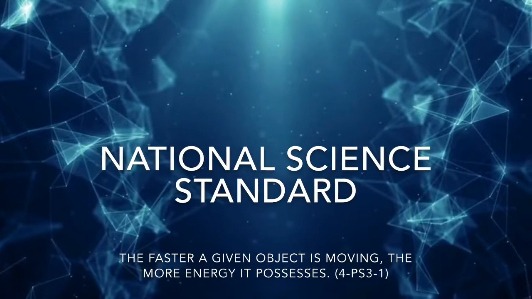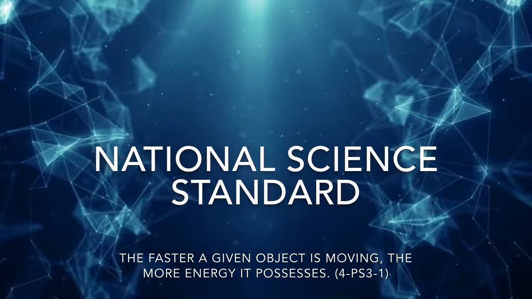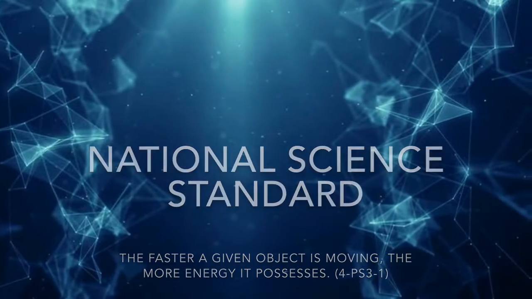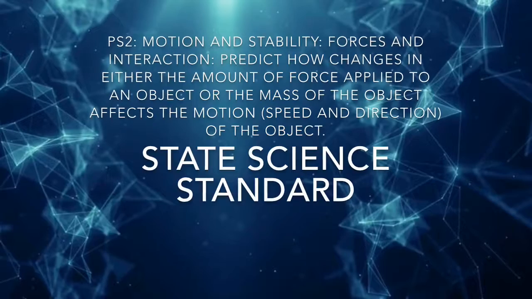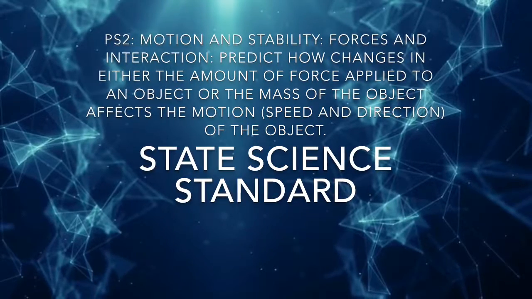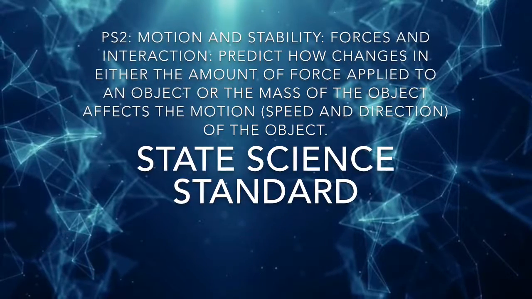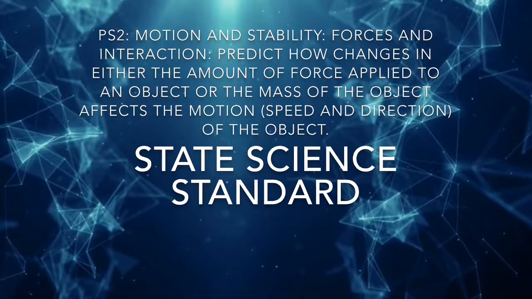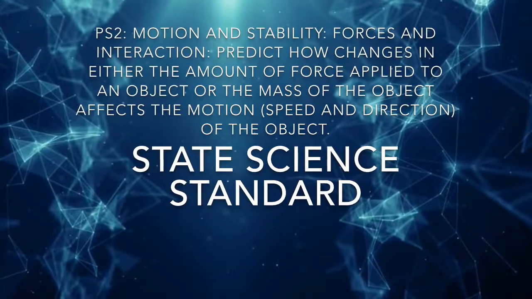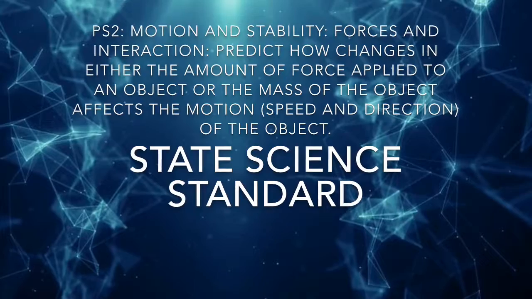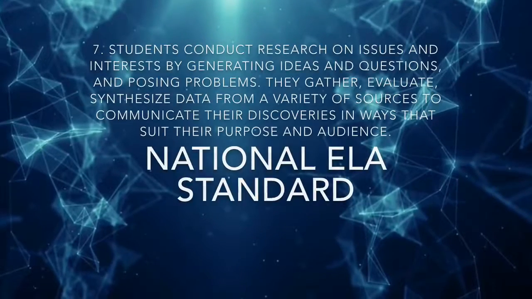Our national science standard is, the faster a given object is moving, the more energy it possesses. Our state science standard is motion and stability, forces and interaction. Predict how changes in either the amount of force applied to an object or the mass of the object affects the motion, speed and direction of the object.